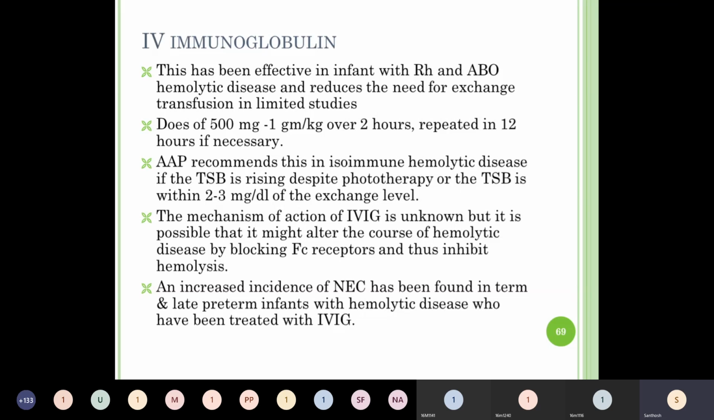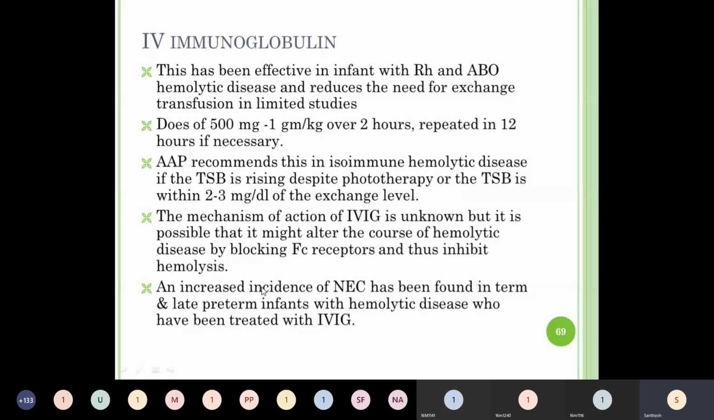So when do you give it? When there is isoimmune hemolytic disease and the TSB is rising despite your phototherapy, or if the TSB is within 2 to 3 milligrams per deciliter of the exchange level, then you can give IV immunoglobulin. How does it act? What is the mechanism? It blocks the Fc receptors on the macrophages, so it prevents the hemolysis of the antibody coated RBCs.